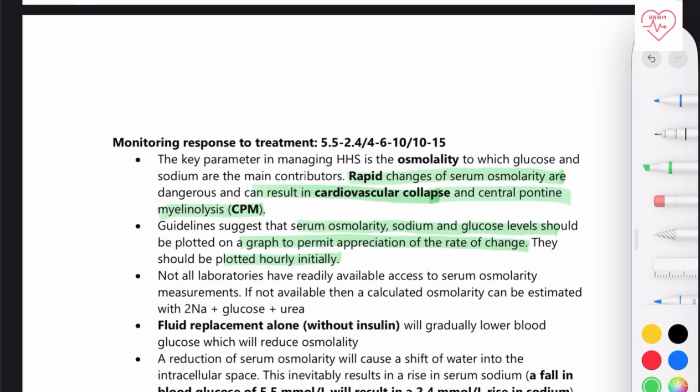Not all laboratories have readily available access to serum osmolarity measurements. If not available, then a calculated osmolarity can be estimated with 2 sodium plus glucose plus urea.